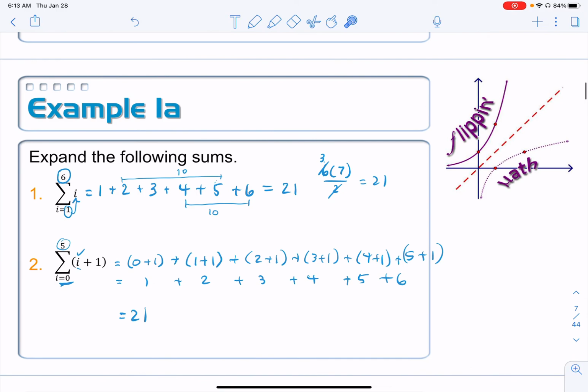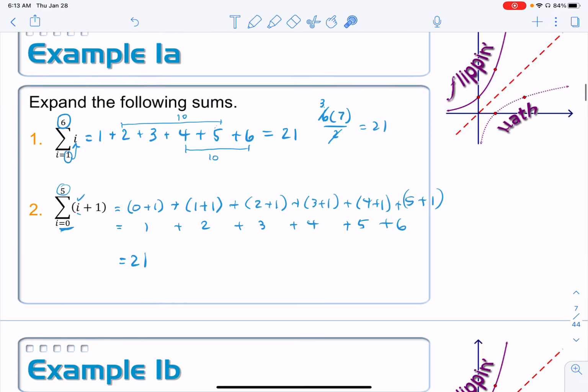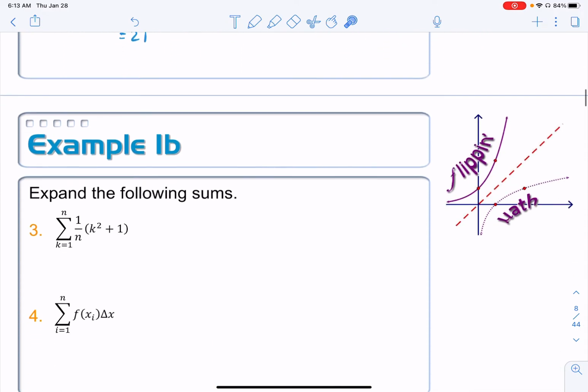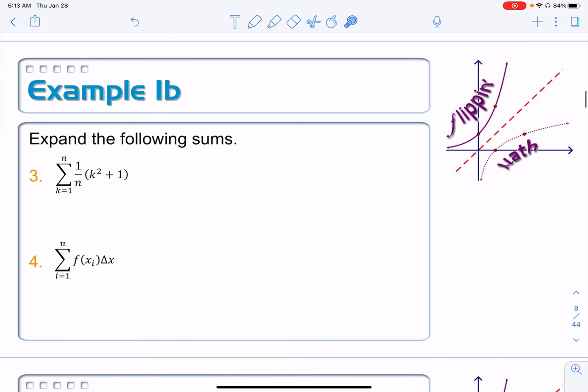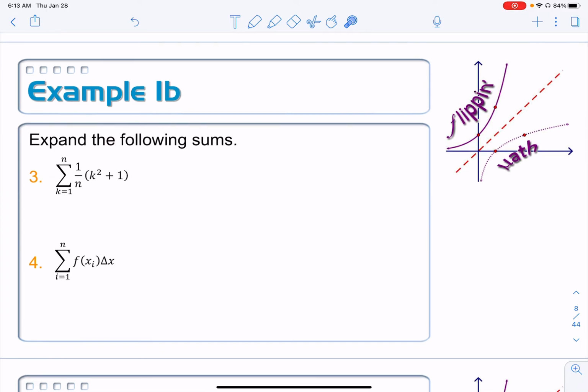All right. And sometimes that might be something that you have to do, because the little formulas that we're going to have start at 1, but maybe the sum that you have starts at 0. So you can take your sum and then just translate it to the left or the right if you need to. All right, let's look at the second set. All right, slightly more complicated here.